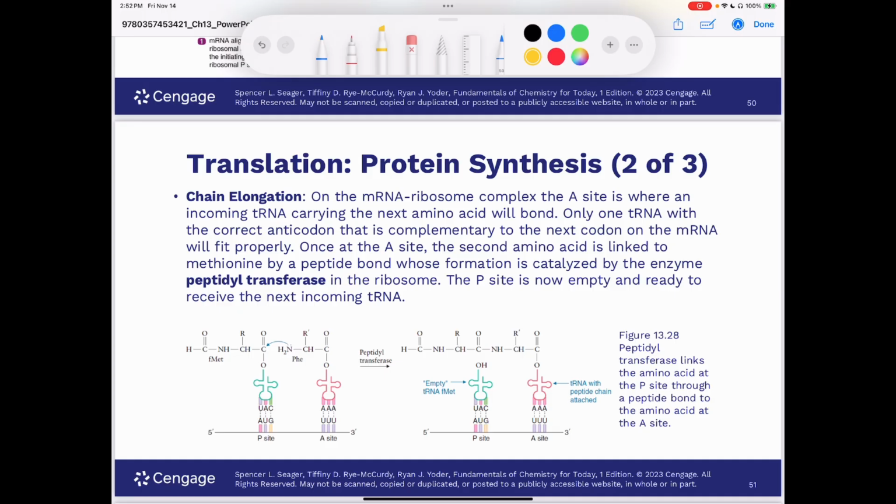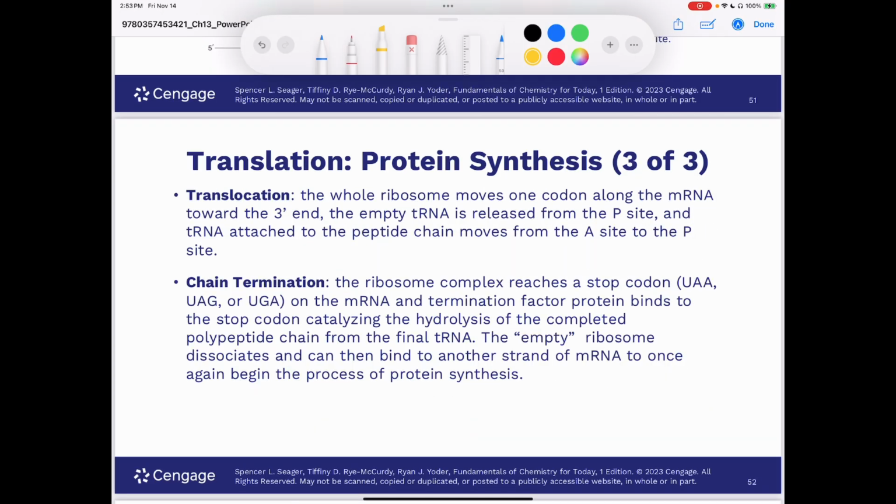The amino acid carried by this tRNA bonds to the peptide chain, and the elongation process is repeated. This occurs over and over until the entire polypeptide chain is synthesized.